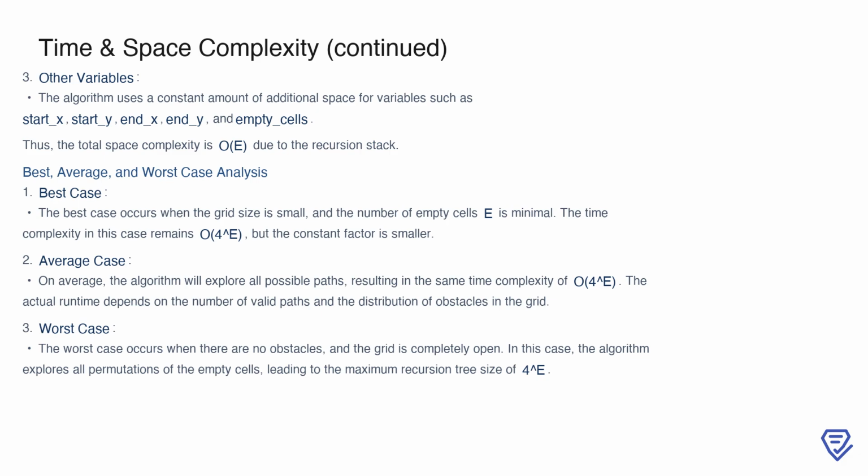On average, the algorithm explores all possible paths, resulting in the same time complexity of 4 to the power of e. The runtime, however, depends on the number of valid paths and the placement of obstacles. In the worst case, when the grid has no obstacles and is completely open, the algorithm must explore all permutations of the empty cells. This scenario maximizes the size of the recursion tree, leading to the highest runtime of 4 to the power of e.